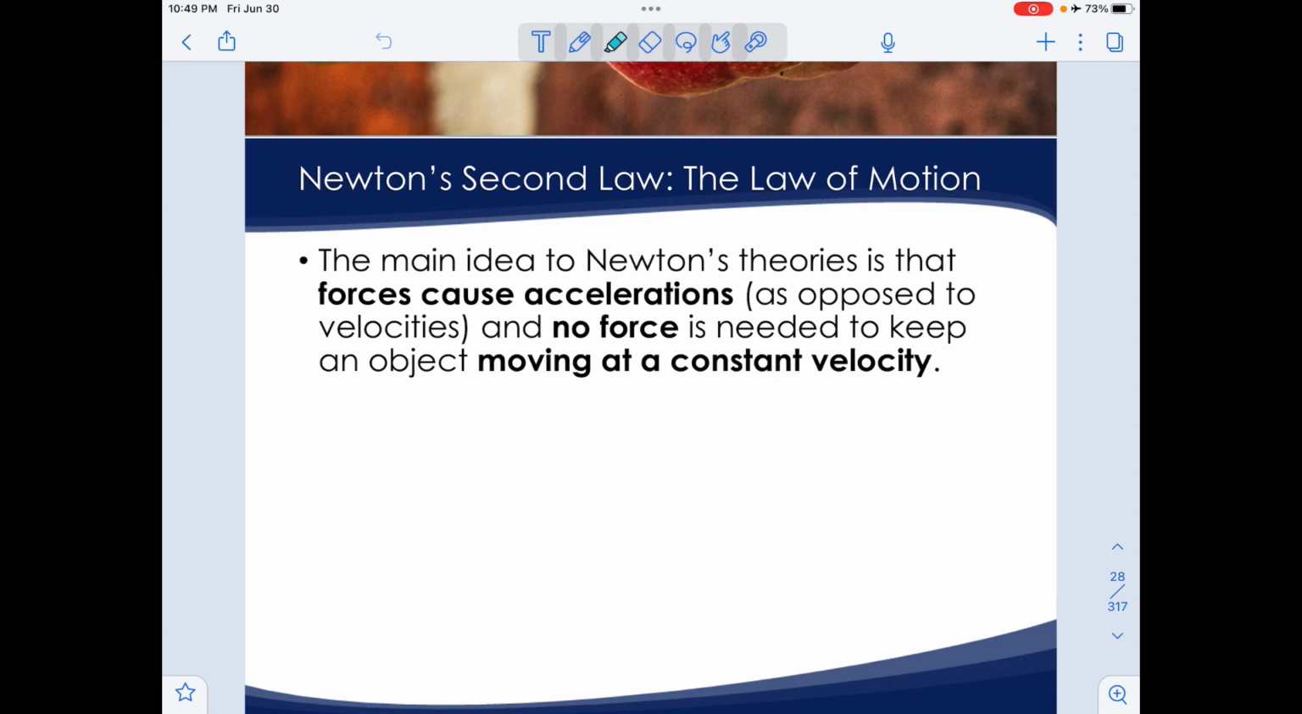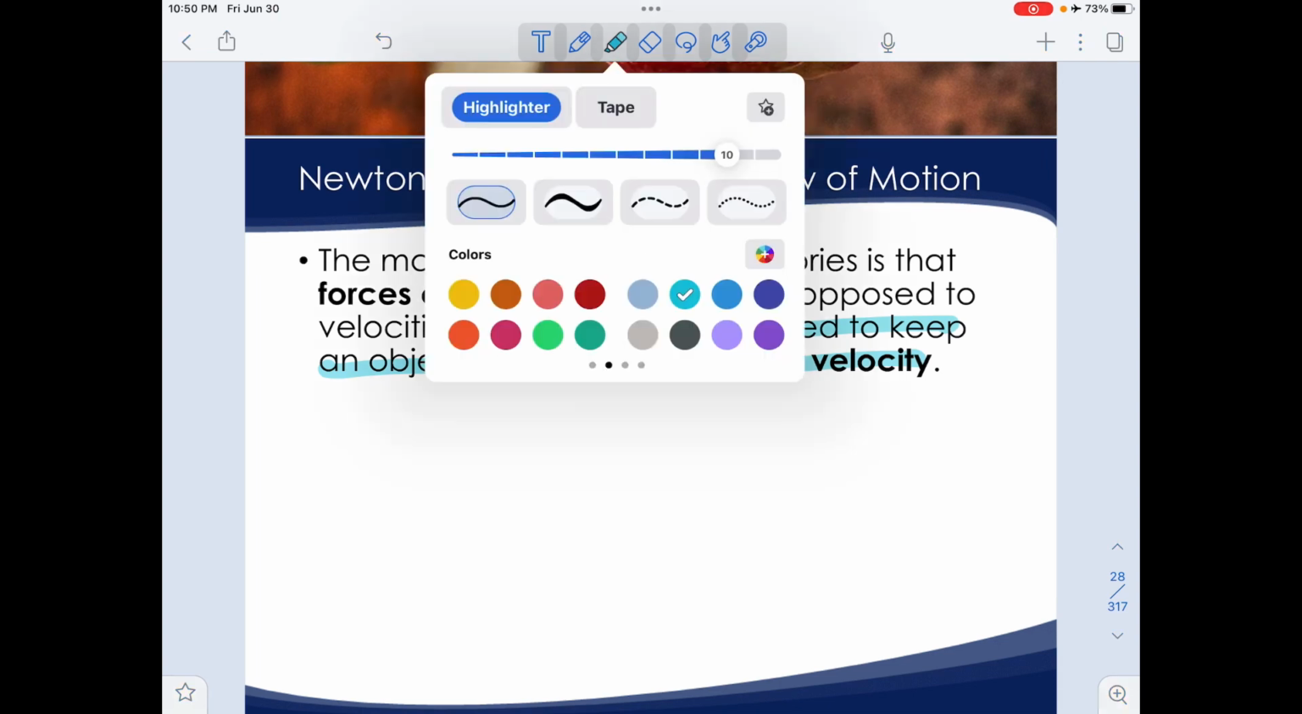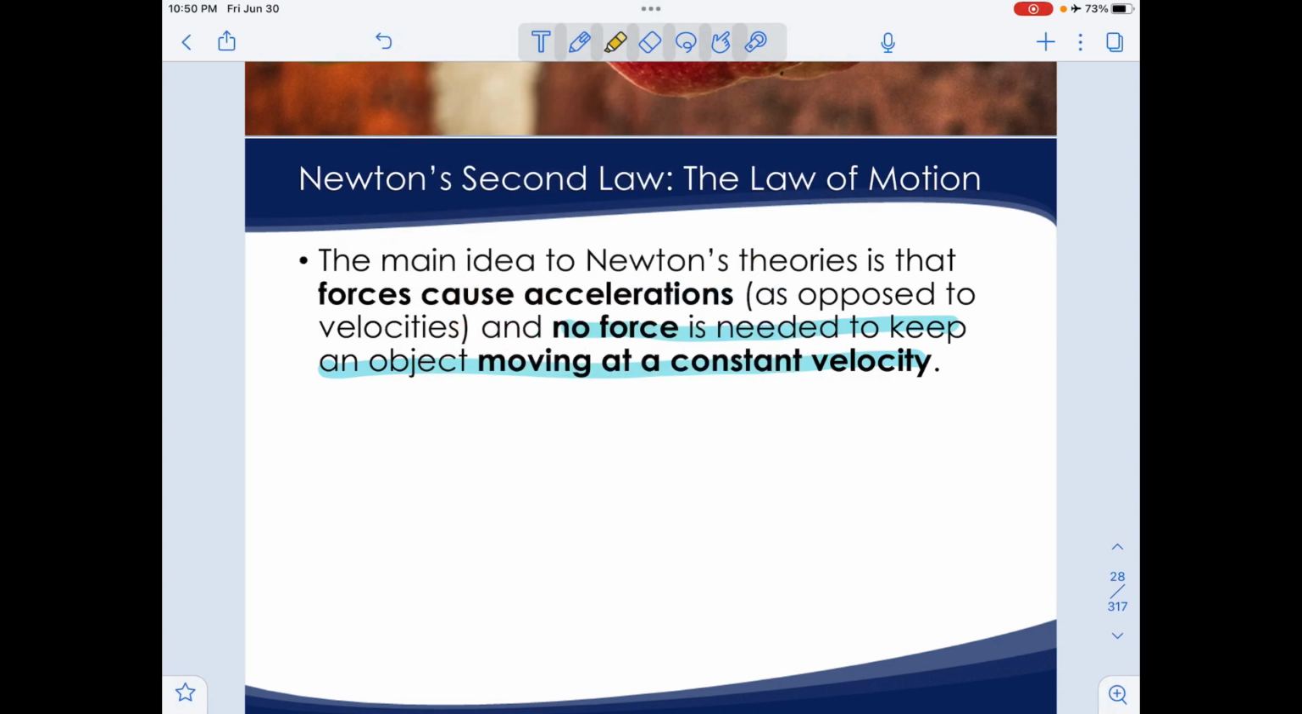We learned in Newton's first law that when there is no external net force, which means there is no net force on the object, an object will either stay at constant speed or at rest. Now we're saying, okay, there is a net force on something. We know that forces cause accelerations, as opposed to velocities, and no force is needed to keep an object moving at a constant velocity. So this right here is Newton's first law. And in yellow, this is related to Newton's second law.